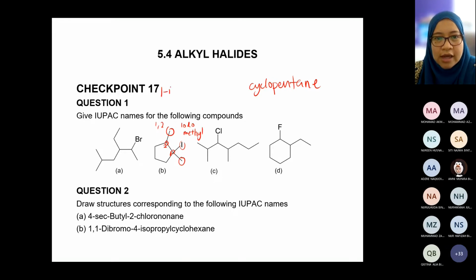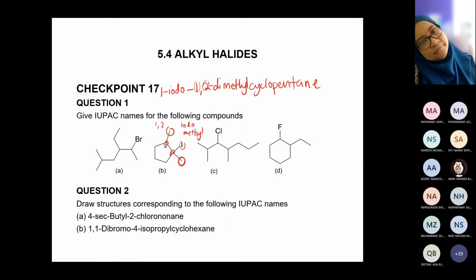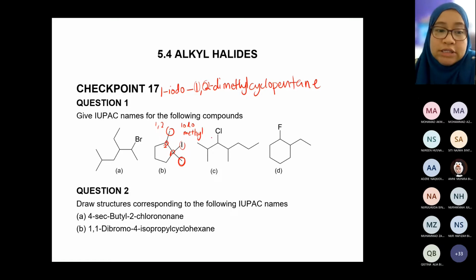So the location of iodo is at carbon number 1. So 1-iodo. Dash. Okay, and then methyl group, we have carbon number 1 and carbon number 2, right? So it should be 1,2. Since we have 2 methyl there, so it should be di. Don't forget the prefix. 1,2, because there's 2 ni kan? So di, and then methyl. Okay, right. So itulah nama dia.